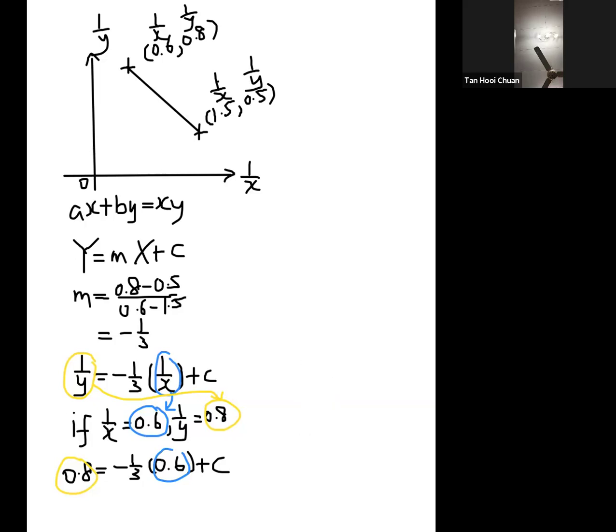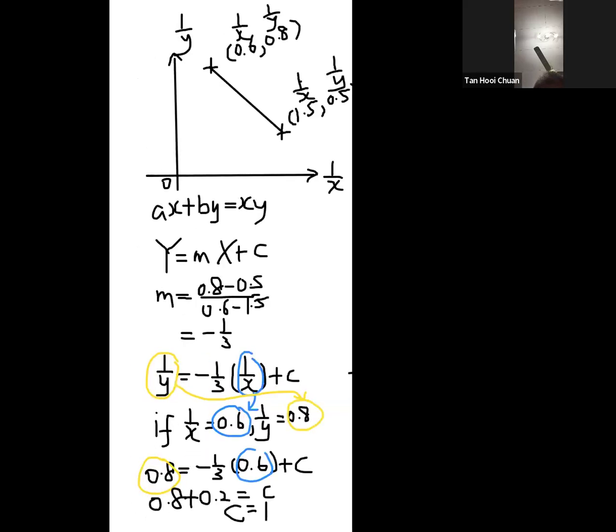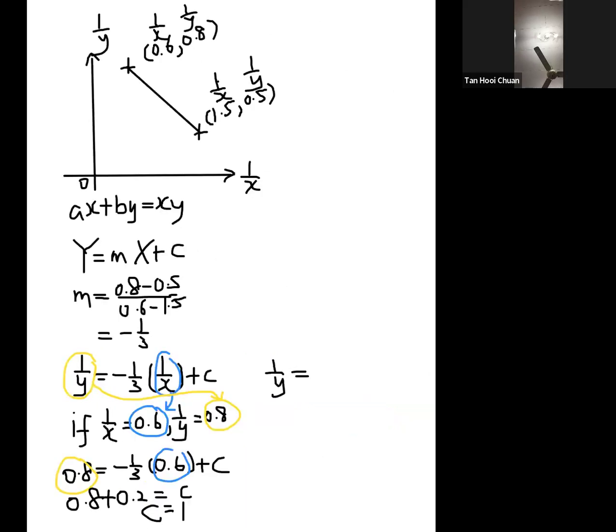So from here, of course, I will get my c. Here minus 0.2. So 0.8 plus 0.2 equal to c. C is 1. After you get the c already, of course, you know your equation is like this. You sub your c value here.